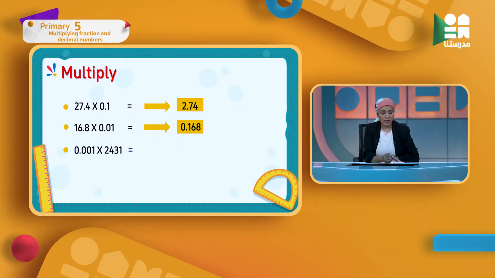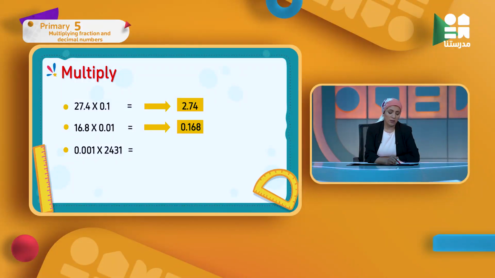Okay, here another example, 0.001 times 2,431. Okay, here I have 3 digits after the decimal place. But again, if I take away the decimal point from this one, I will have only 1. So 1 times 2,431 is 2,431. And I have 3 digits after the decimal point. So I will count 3 places starting from the units digit, and I will put my decimal point. So I will count from the 1, then the 3, then the 4, and the decimal point will be put between the 2 and the 4. So it will be 2.431.